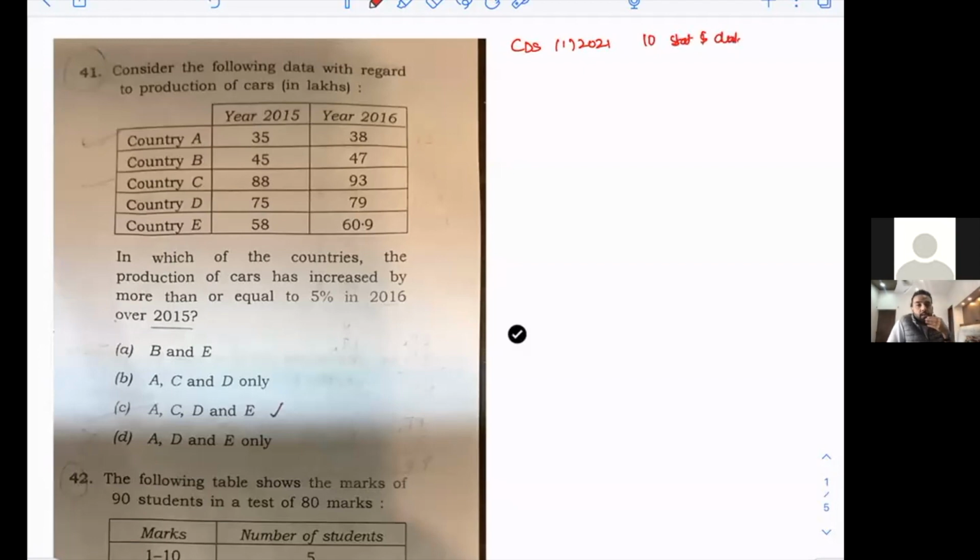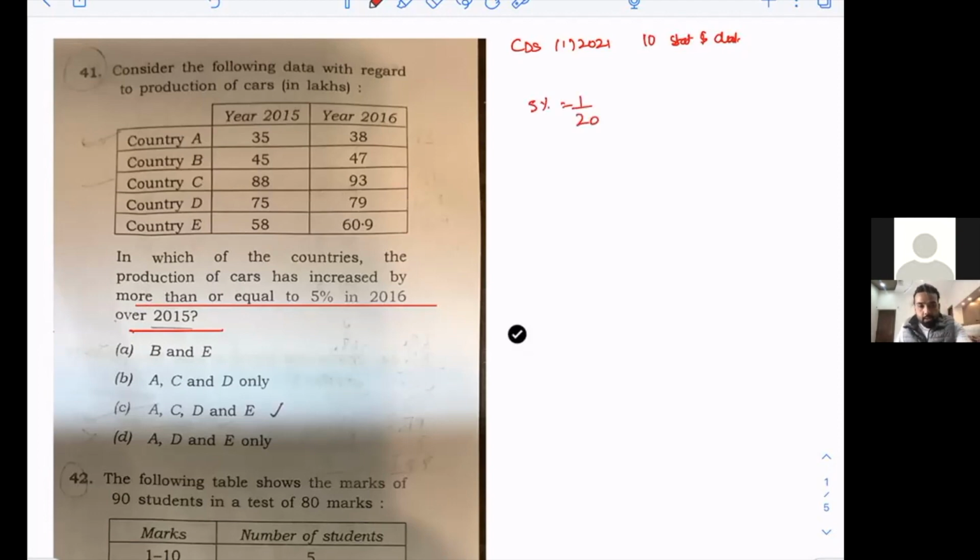Consider the following data with regards to production of cars. There is country A, and the number of lakhs of cars in 2016. In which of the countries has the production of cars increased by more than or equal to 5% in 2016 over 2015? Now, if you've done your ratio and proportion very well, what is 5% in terms of ratio? 1 by 20. That's all.